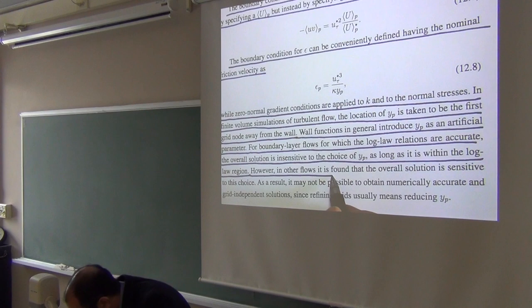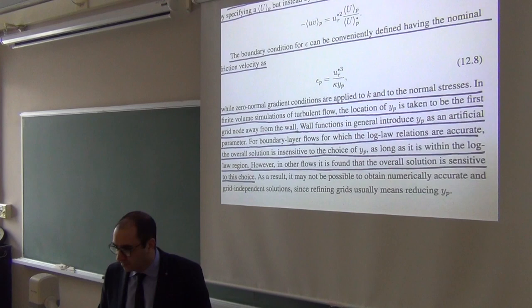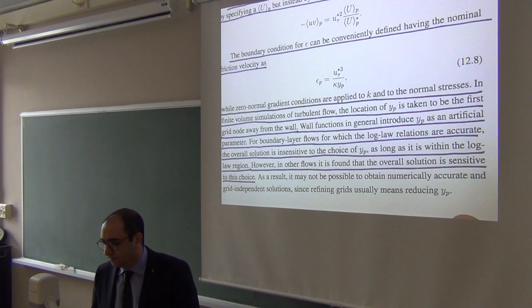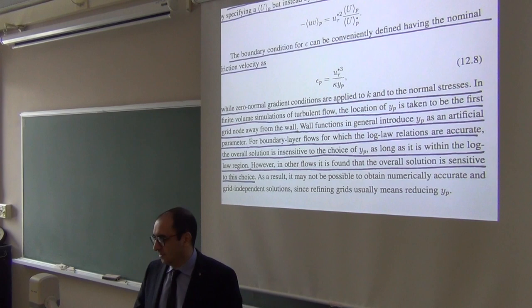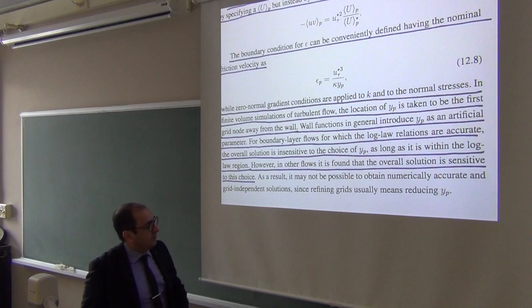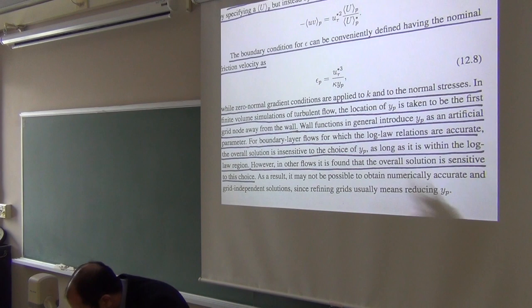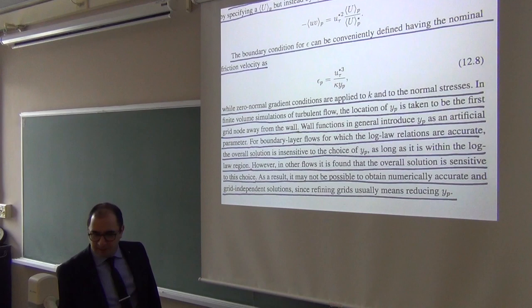However, in other flows, it is found that the overall solution is sensitive to this choice because maybe the log law to begin with was not a good assumption. For most Newtonian fluids at high Reynolds number, it is a good assumption. It gets into a problem where flow becomes non-Newtonian, where Reynolds numbers go down, flow is transitional, and when surfaces are highly heterogeneous, not by and large flat, with very unique roughness structures. I mean, the blade of a wind turbine or an Archimedes screw or the facade of a building, by and large, is flat. But you can get more complicated surfaces, in which case the wall function based on a log law may struggle. As a result, it may not be possible to obtain a numerically accurate and grid-independent solution. So while it seems very simple, and it really is, it can go wrong very easily. So that's the message. Be careful.